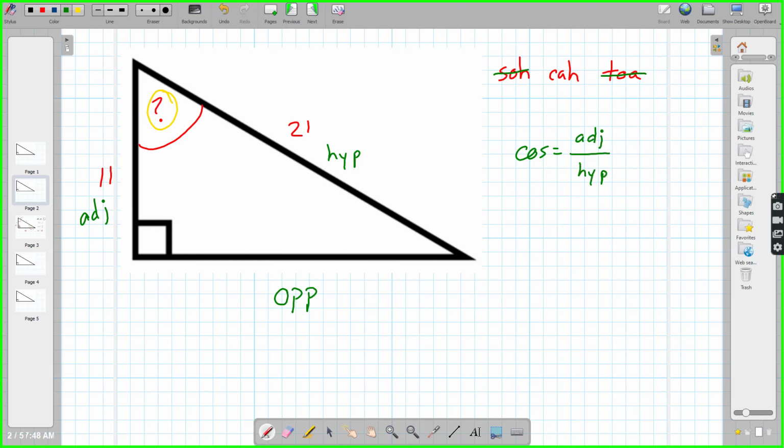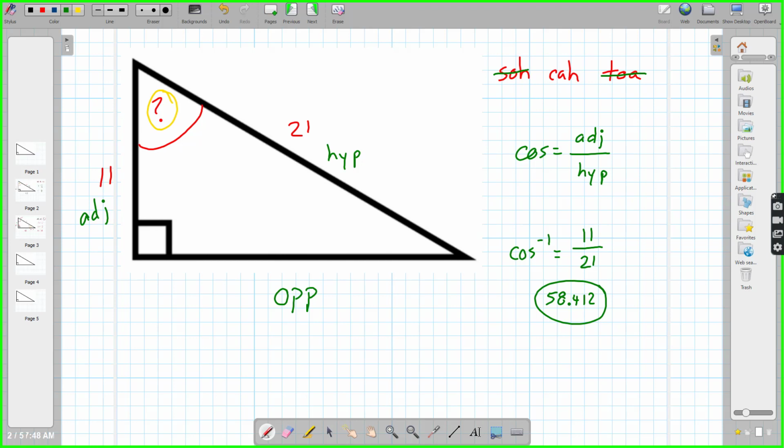So we're going to set it up the same way. So the inverse of cosine equals adjacent, which in this case is 11, over hypotenuse, which is 21. All right, so I'll punch the same thing into my calculator. My angle comes out to be 58.412.